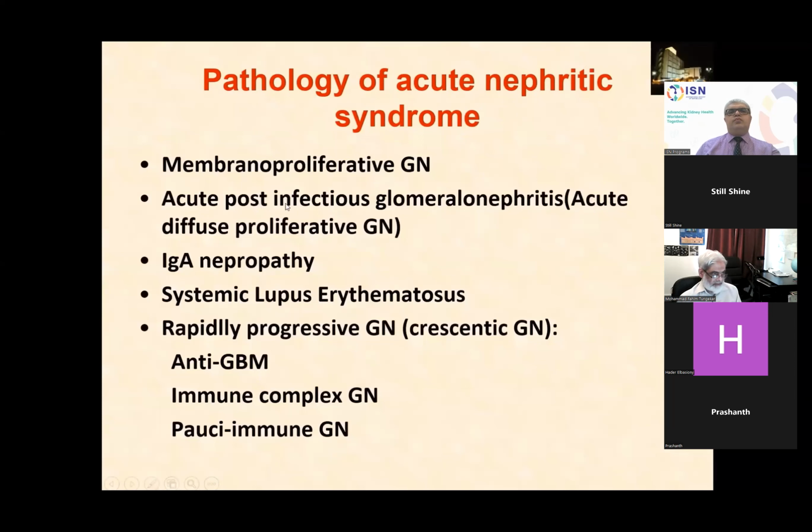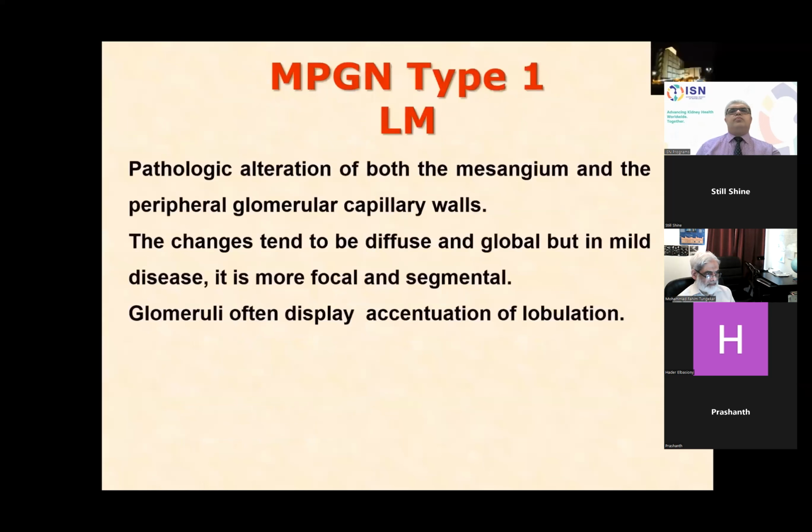Second item, we have acute post-infectious glomerulonephritis, and post-infectious is an old name. The most common updated name is acute diffuse proliferative GN. IgA nephropathy could present as nephritic syndrome, and here is a group of secondary or systemic diseases like systemic lupus erythematosus. And lastly, what could present as acute nephritic syndrome is rapidly progressive glomerulonephritis or crescentic glomerulonephritis. In this group, we have three items: anti-GBM, immune complex glomerulonephritis, and pauci-immune glomerulonephritis. MPGN.